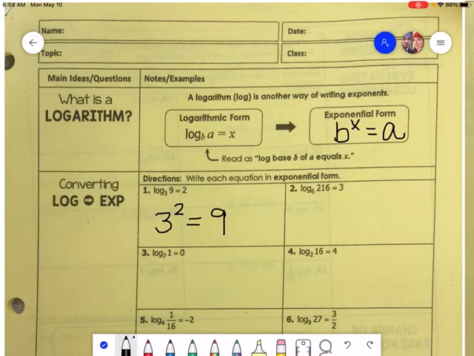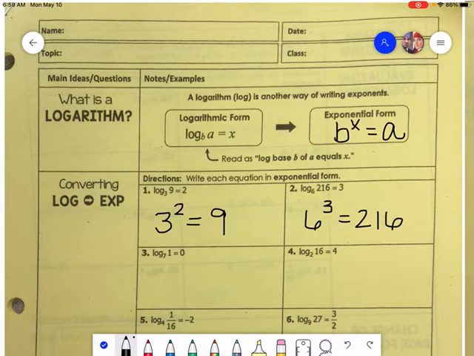So for number 2, what's our base? 6. What's our exponent? 3. And that should equal 216. If you want to check that on your calculator, you are more than welcome to. But I can tell you that 6 to the third is 216. Fabulous.